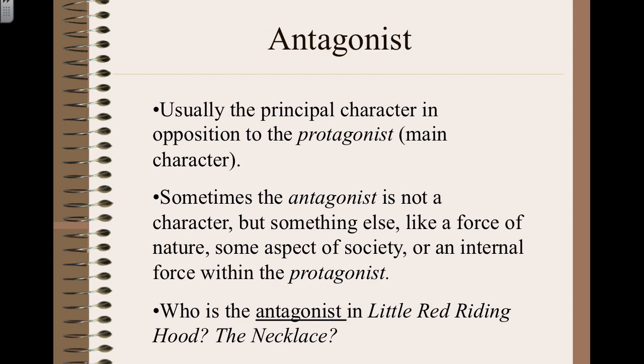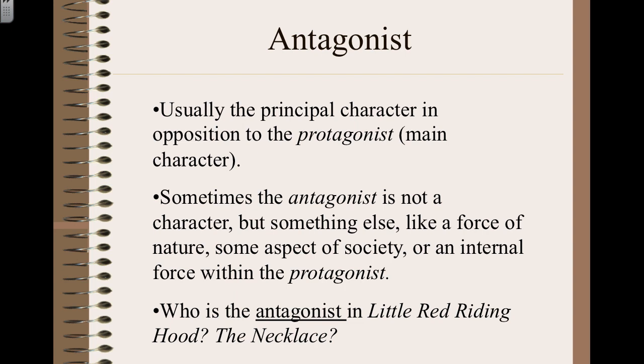The term antagonist stands for the principal character that is in opposition to the protagonist or the main character. Now, sometimes the antagonist is not a character, but something else, like a force of nature, some aspect of society, or an internal force within the protagonist.